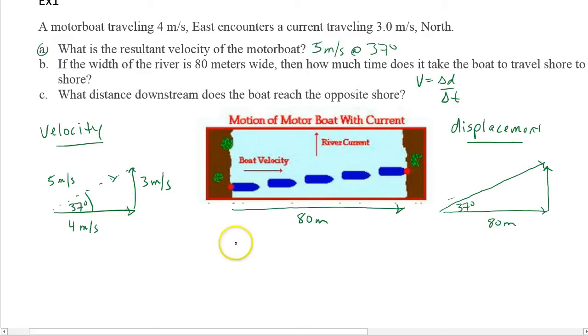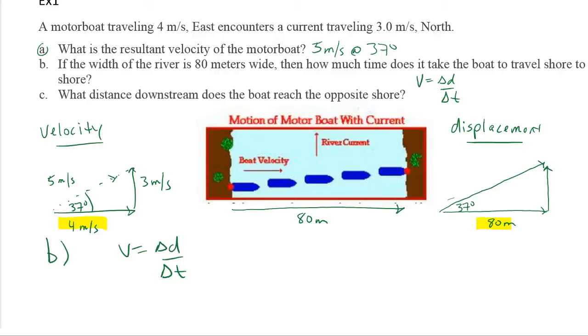Okay, so we're doing part B. Let's use V is equal to delta D over delta T, but let's use the same corresponding sides. If they're moving at 4 meters per second, how long does it take them to go 80 meters? Well, first of all, let's rearrange this formula to solve for delta T. So I'm going to multiply both sides by delta T. V times delta T is equal to delta D, and then from the next step I'll divide both sides by V.